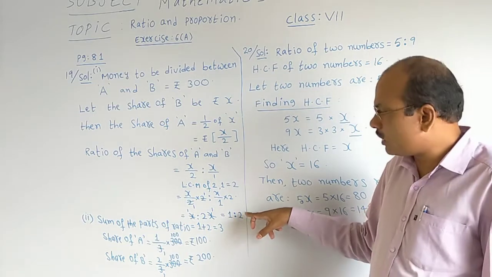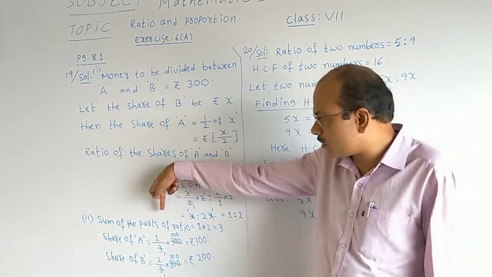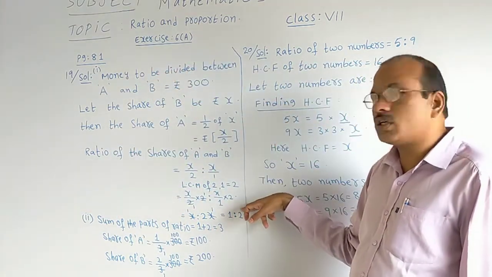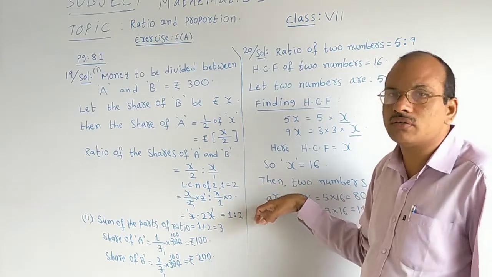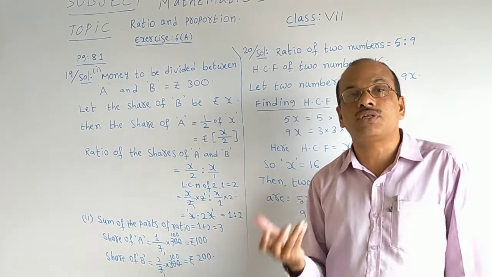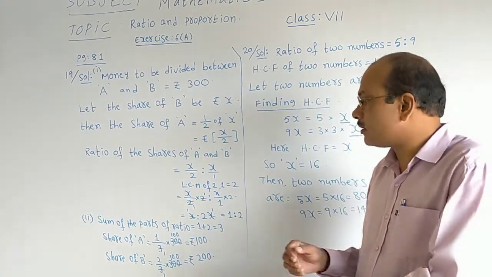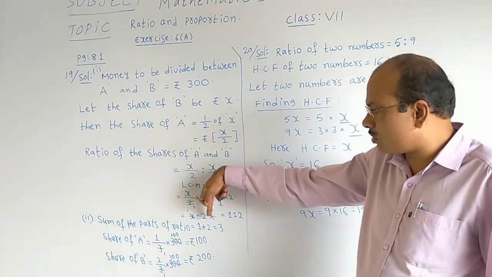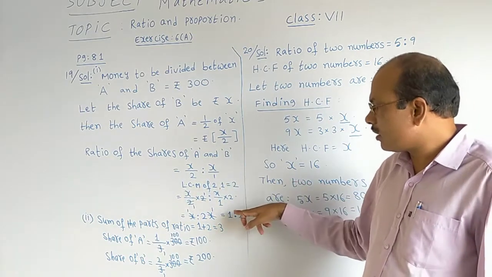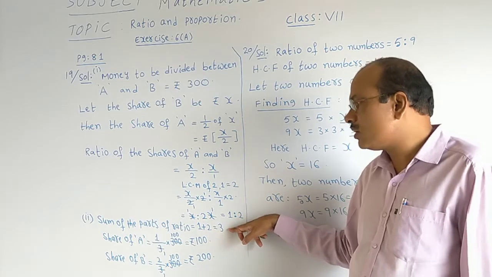Now, whenever the ratio is available, we can find the sum of the parts of the ratio. First they asked us to find the ratio, which we identified. Now the question is how much is the share of person A and how much is the share of person B. The sum of the parts of the ratio is 1 plus 2, which is equal to 3. Here 1 and 2 are the parts of the ratio, right? So 1 plus 2 gives you 3.